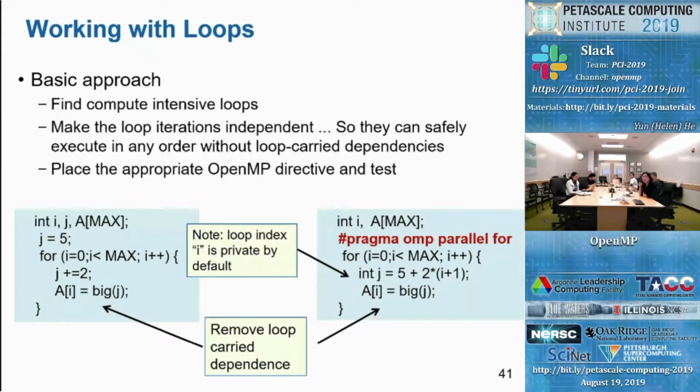So for this example, you could work on J, where J equals J plus 2 is like the loop index. Here, for each I coming in, the next I coming in, my J is not known yet. But actually, I know that J equals 5 plus 2 times I plus 1. Now it's independent, so you can parallelize it. The loop-carried dependence has been removed. With that, you add OMP parallel for, and you parallelize it. Next slide, please.